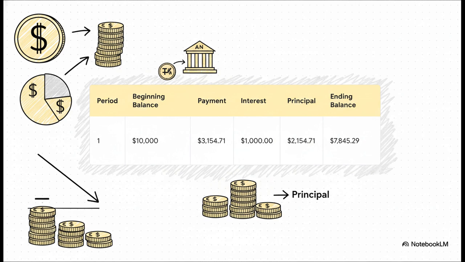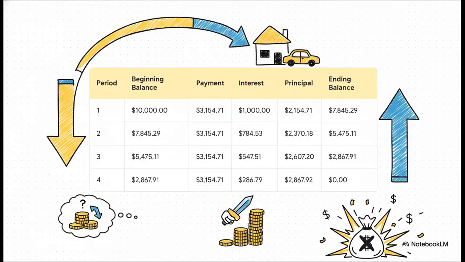$7,845.29. Now think about the journal entry for a second. You'd credit cash for the full payment, debit interest expense for $1,000, and debit notes payable for just under $2,200. See that? A huge chunk of that very first payment didn't even touch the debt. It was pure expense.